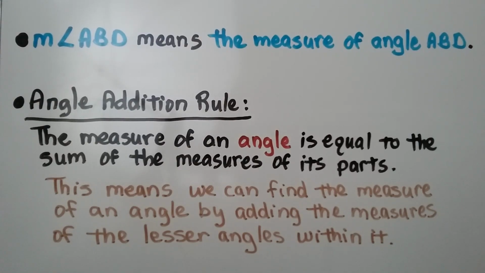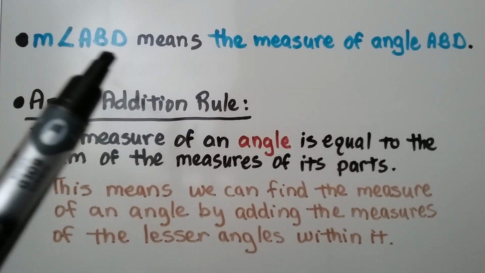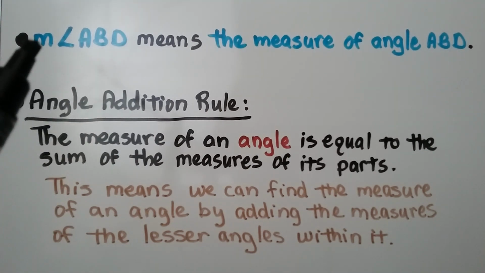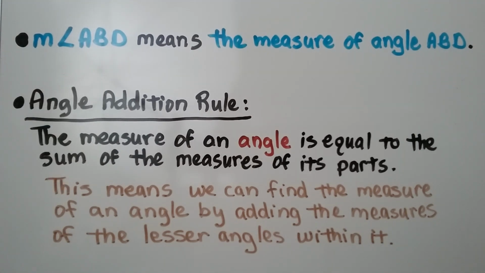When we see this M with this little angle and then these capital letters, it means the measure of angle ABD. And the angle addition rule says the measure of an angle is equal to the sum of the measures of its parts. So we can find the measure of an angle by adding the measures of the lesser angles within it.